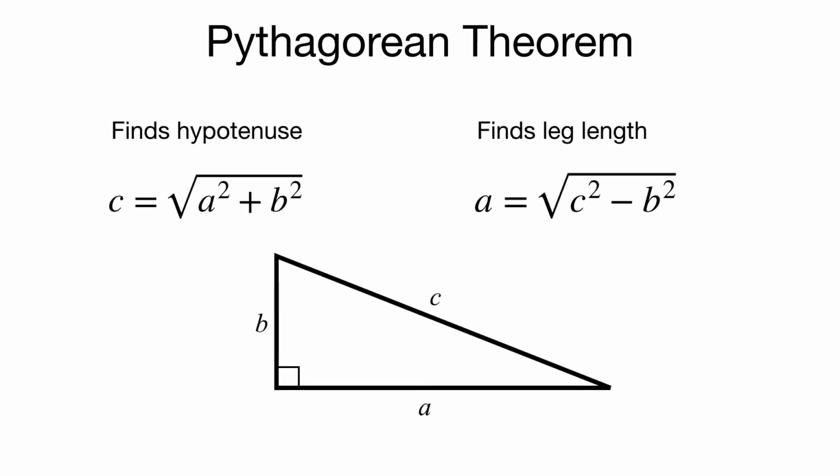So hopefully these two simple examples will help you. If you're trying to find a hypotenuse, use c equals the square root of a squared plus b squared, or if you're trying to find the length of a leg of a right triangle, a will be the square root of c squared minus b squared.